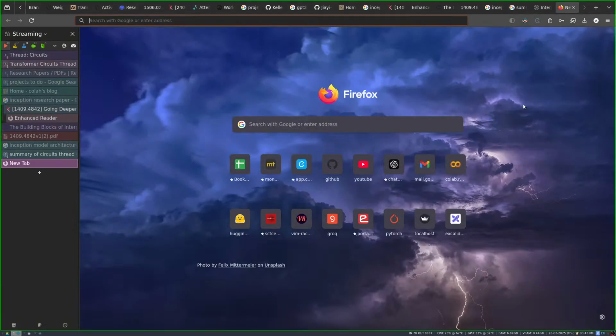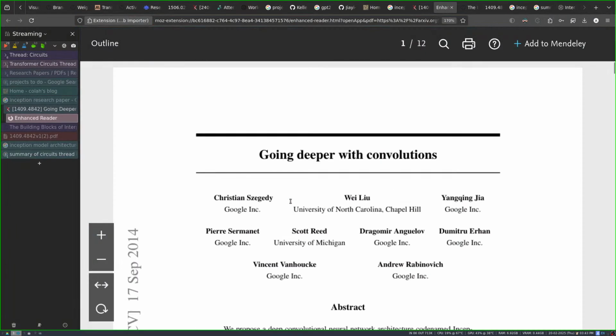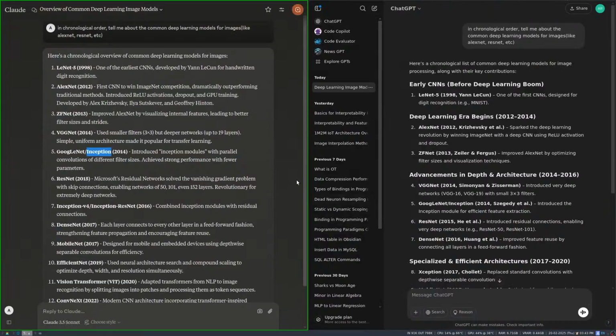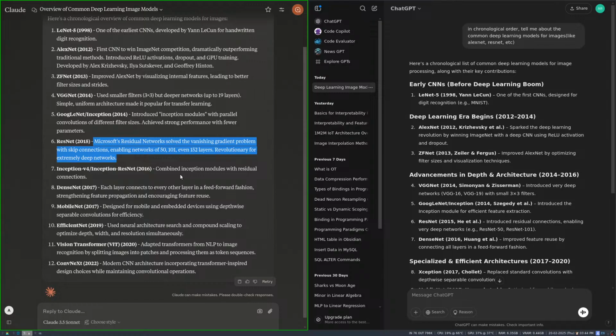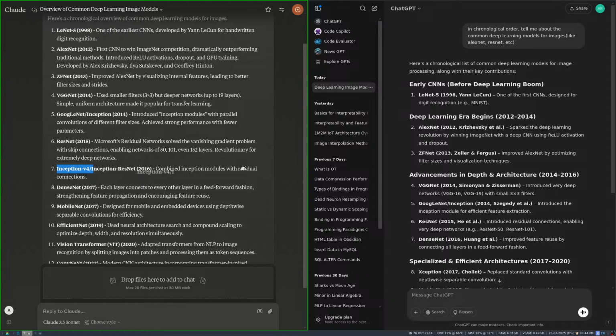Oh, is the paper by Google? It actually is, man. Yeah, I didn't know that Google created Inception. Introduced Inception modules with parallel convolution. Okay. Microsoft's residual network solved the vanishing gradient problem. Oh, then they introduced Inception V4 and Inception ResNet, which combines Inception modules with residual connections.